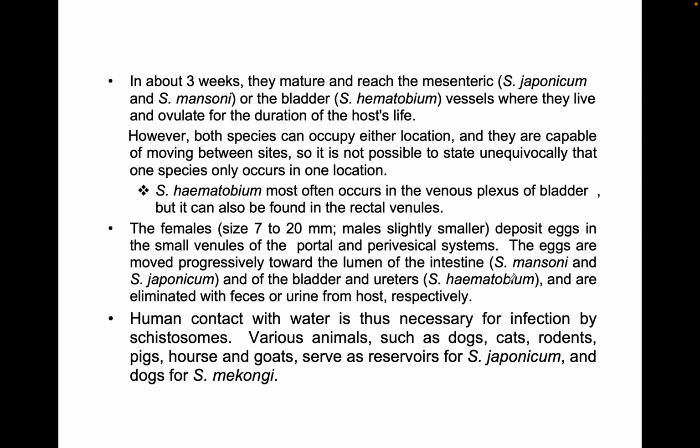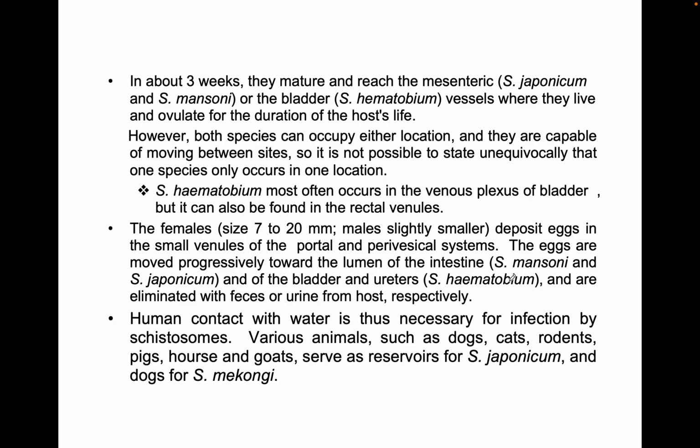Both species can occupy either location, and they are capable of moving between sites. So it's not possible to state that a species lives only in one specific location, because they might wrongly live in other tissues, but they can stay there. Haematobium more often occurs in the venous plexus of the bladder, but it can also be found in the rectal venules.